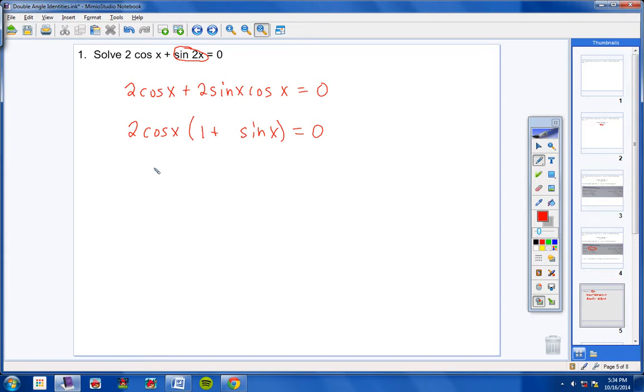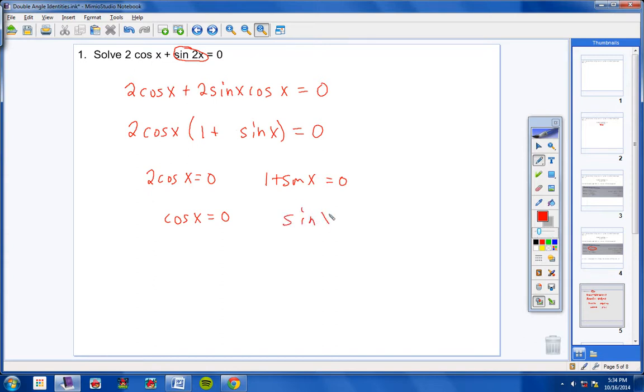So we would have 2 cosine x equals 0, and 1 plus sine x equals 0. Okay? Now divide both sides by 2. Cosine x equals 0. And move the 1 over and make it negative. Sine x equals negative 1.